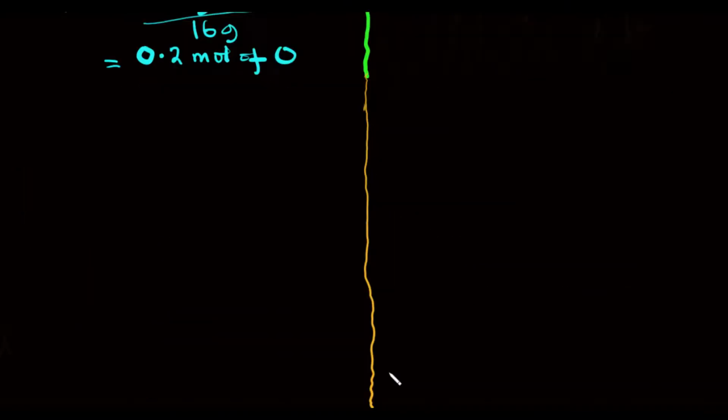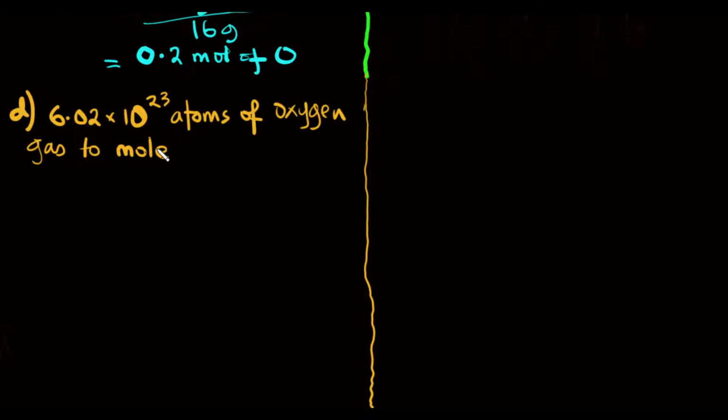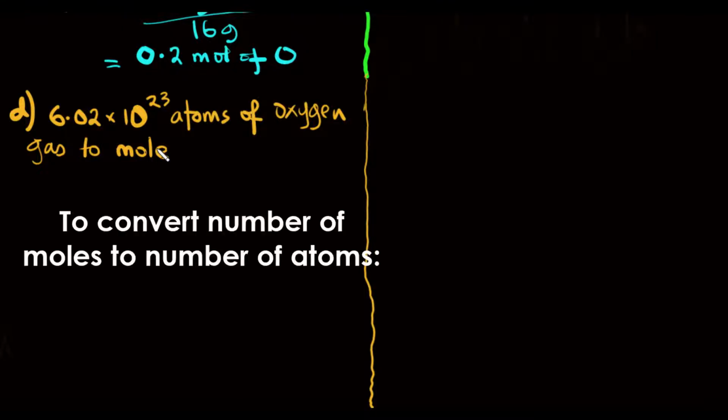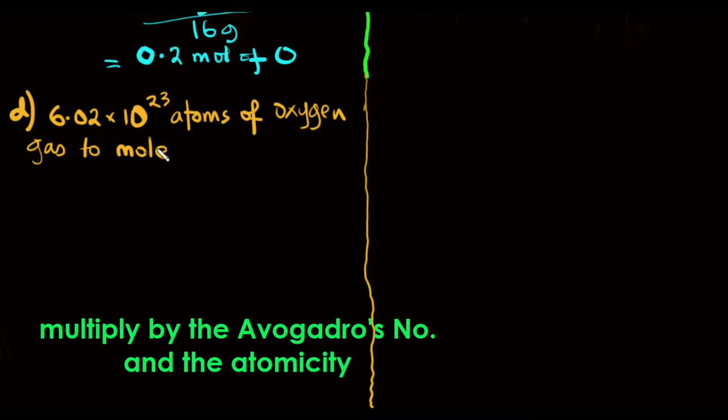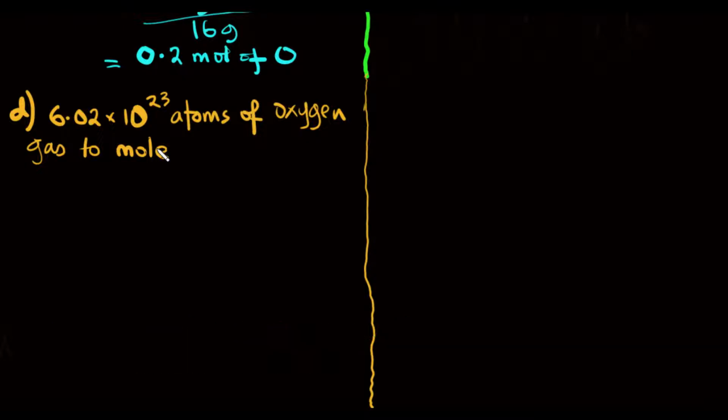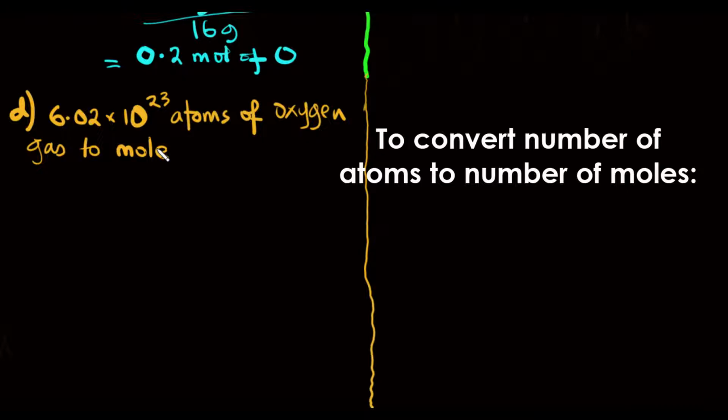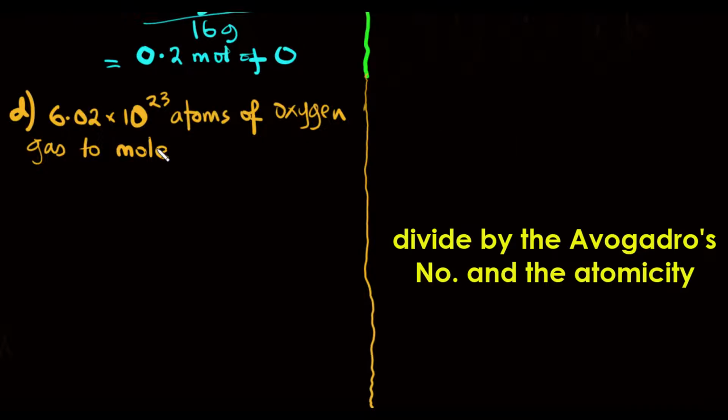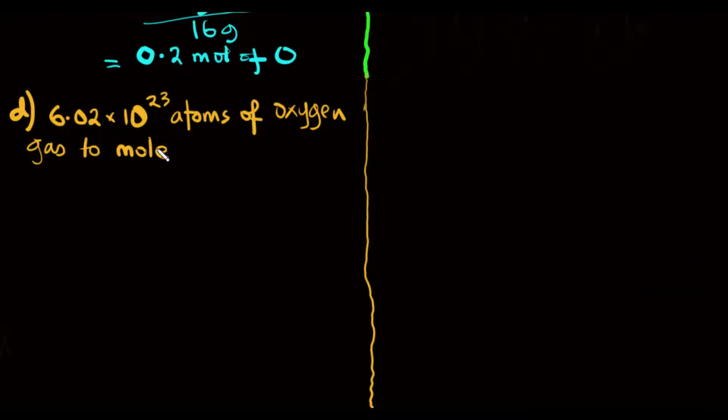In example 1D, convert number of atoms to number of moles and vice versa. The atomicity of the substance must be taken into consideration. When converting the number of moles to number of atoms, we multiply the number of moles by the Avogadro's number and the atomicity of the substance. However, when converting from the number of atoms of a substance to number of moles, we divide it by the Avogadro's number and its atomicity. This only applies to number of atoms and not number of molecules, nor number of ions.